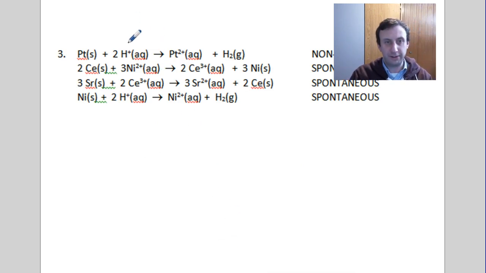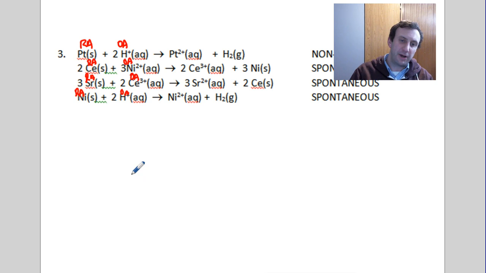question number 3. The hydrogen ion is my OA, platinum is my RA, nickel 2 is my OA, the cesium is my RA. I have this being my OA, strontium is RA, and then again OA and RA. Unfortunately with this one, it's all in the same order, which is kind of too bad. I like when it's mixed up for a better example, but it is what it is.